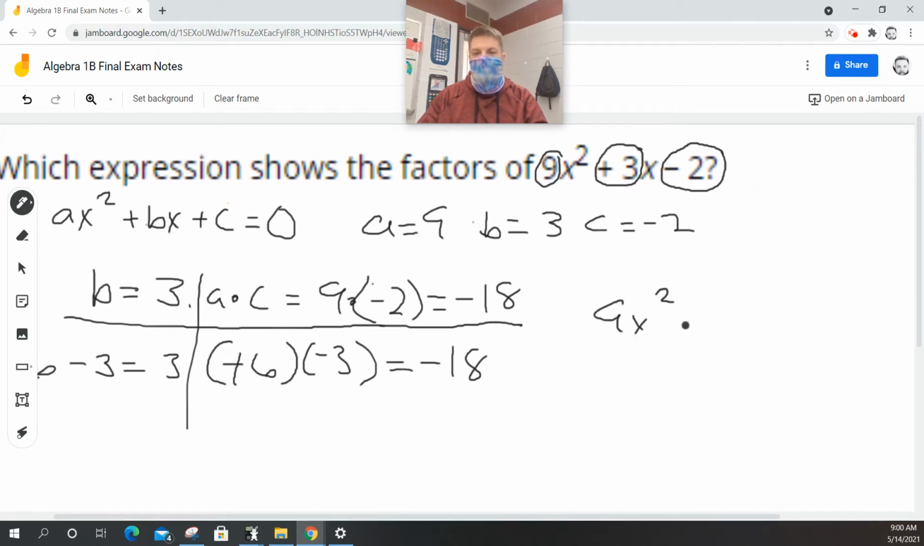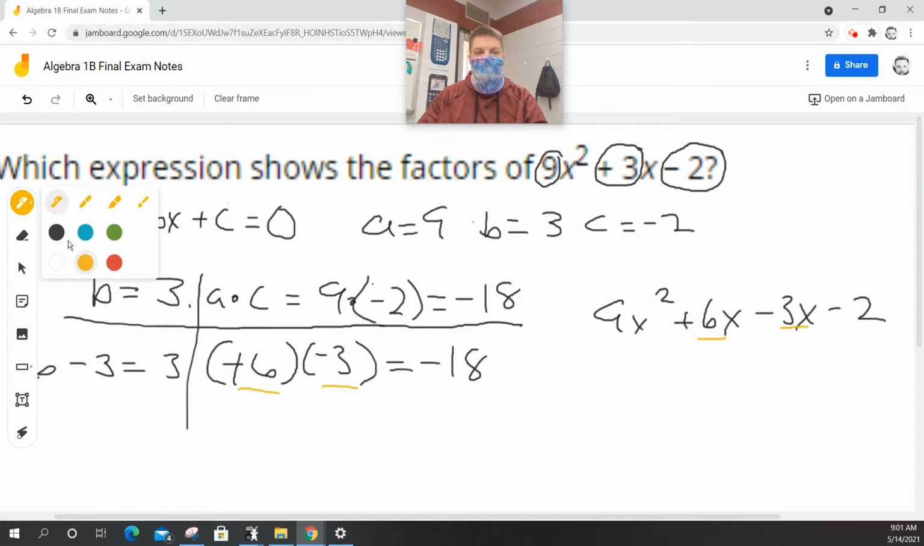So then what I do is I rewrite this equation as 9x squared plus 6x minus 3x minus 2. And I'm just getting the 6 and the -3 from here. Now this is why this is critical. The next step, we're going to find the greatest common factors and factor them out.